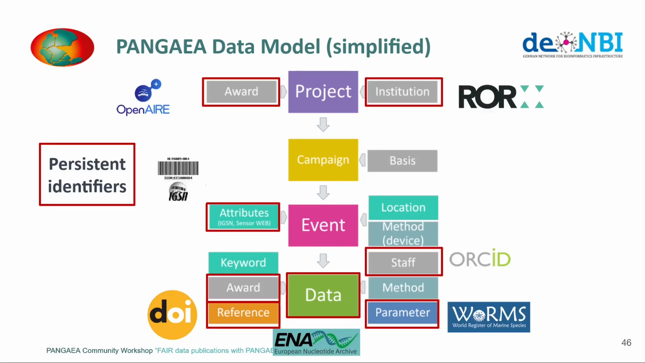The challenge in database systems is to harmonize new information with already existing information in the database. For this, we use persistent identifiers whenever possible. So, for example, as award information, then the ROR IDs for the institutions, ORCID IDs for authors, and I've also mentioned the WoRMS and ENA accession numbers and life science IDs. And of course, we use DOIs for journal articles.